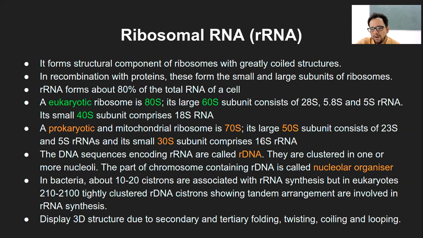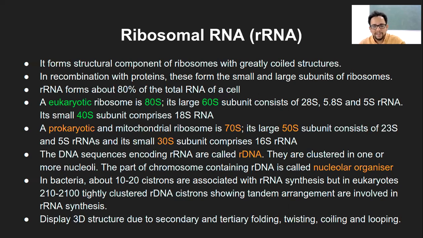Now, I don't know how much you have to remember these small components, but it would be best if you make some analogy and try to remember this. Otherwise, what is most important is 80S divided into 60S and 40S, and 70S in prokaryotes divided into 50S and 30S. Those are the major ribosomal subunits that you need to remember for sure.